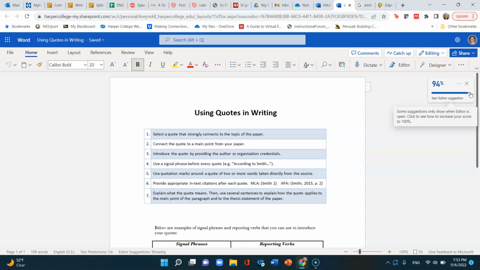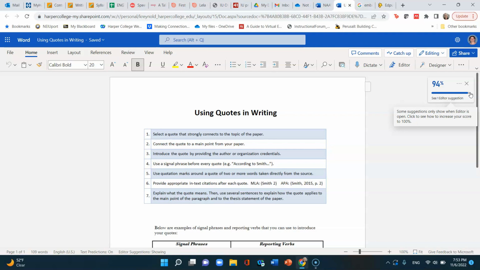So there are going to be 7 steps of how you will use a quote in your writing. Step number 1, make sure to choose a quote that connects to the topic of your paper. And number 2, connect it to one of your points. So this means that if you are writing about one of Pasquale's family members and how they affected her, you would need to make sure to choose a quote that relates to that person or describes that person, and you would put the quote in the appropriate paragraph.